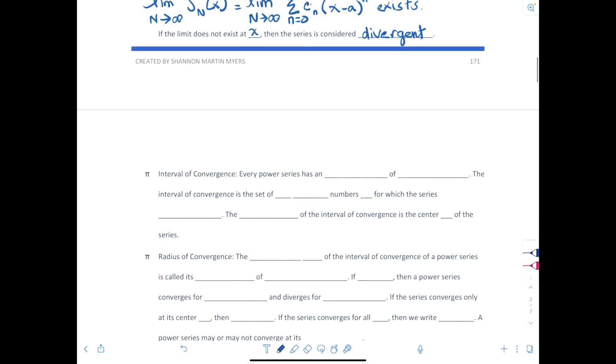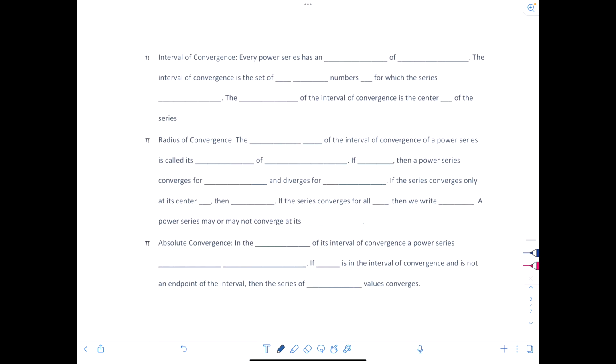All right. Next up, interval of convergence. So every power series has an interval of convergence. The interval of convergence is the set of all real numbers x for which the series converges. The center of the interval of convergence is the center a of the series.